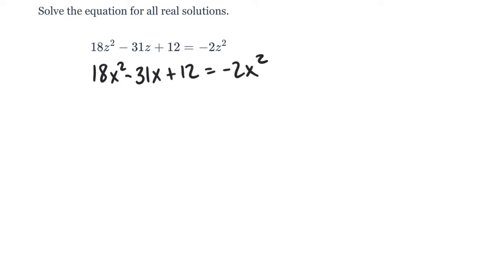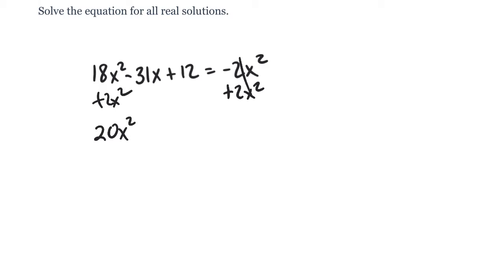Okay, and we'll just use this. So let me just completely take this out so you're not too confused. There we go. So we're going to work with negative 18x squared minus 31x plus 12 equals negative 2x squared. So when we do this, I'm going to first set it equal to 0. So I'm going to add 2x squared to each side. That'll cancel. And I have 20x squared minus 31x plus 12 equals 0.